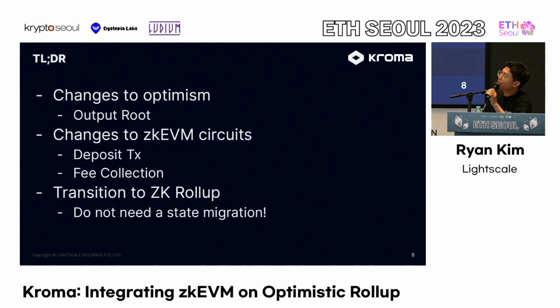In today's presentation, I will cover three main topics. One is what we have changed in Optimism and in the zkEVM circuit. Please do not fear. As I said before, I'm going to deliver the key points in a way that is very easy to understand, so please don't leave. And finally, I'm going to cover why we start our chain as an optimistic rollup, and how to transition our chain to a ZK rollup in the end.